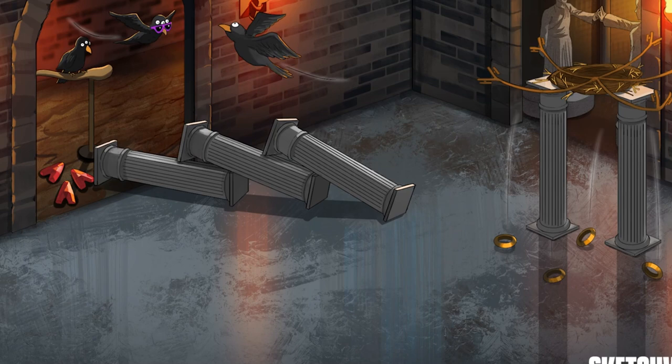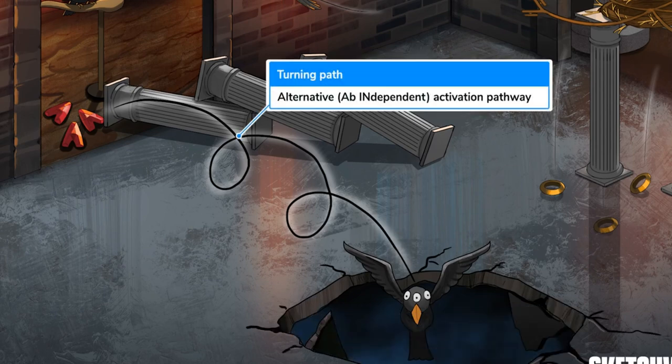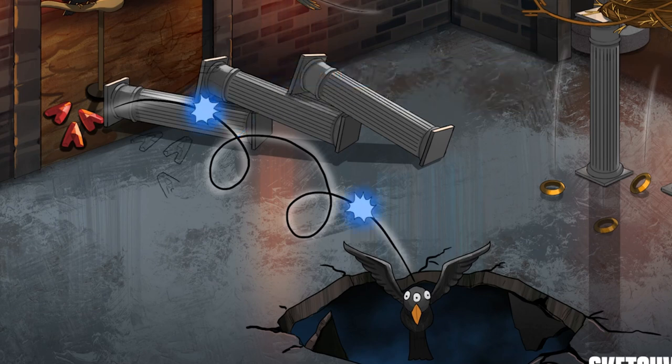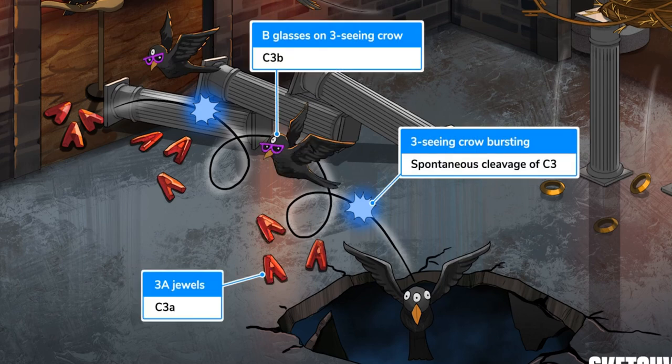And look at that. That's one activation pathway done. And lucky for everyone, the other 2 are super easy to remember. The next pathway we'll talk about is the alternative or antibody-independent pathway, symbolized by this turning, spiraling path. This is maybe the easiest pathway to remember because C3 just spontaneously cleaves itself into C3a and C3b. Just like this 3-seeing crow is spontaneously bursting into our 3-seeing crow with B glasses and 3A jewels. And that's it. That's the whole alternative pathway.